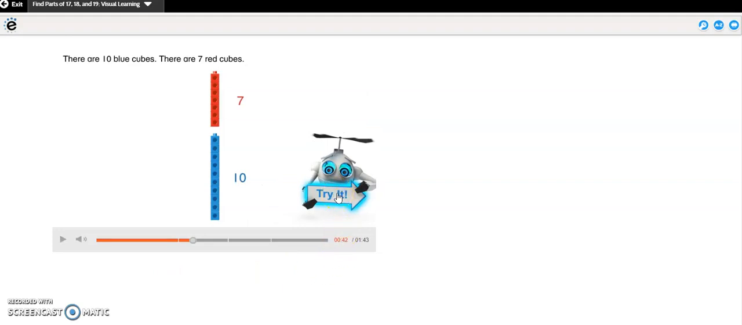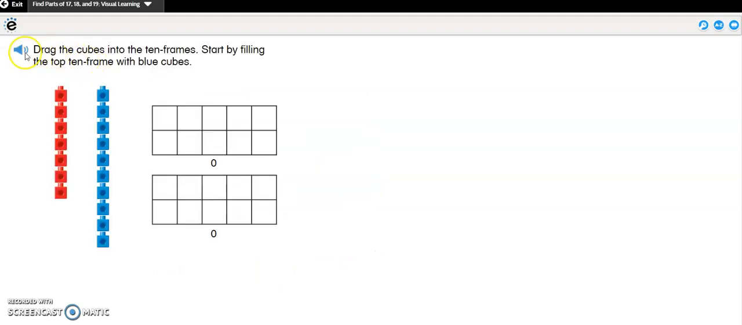Okay, let's try it. Drag the cubes into the 10 frames. Start by filling the top 10 frame with blue cubes. Okay, so today, instead of dragging counters into our 10 frames, we're going to be dragging the cubes. Just like when we dragged the counters yesterday, we're going to be using the same method to drag the cubes. So I'm going to start by putting the blue cubes in the top 10 frame. I'm always going to start on the top left, work my way right, and then go down and fill the next row, just like if I was reading.